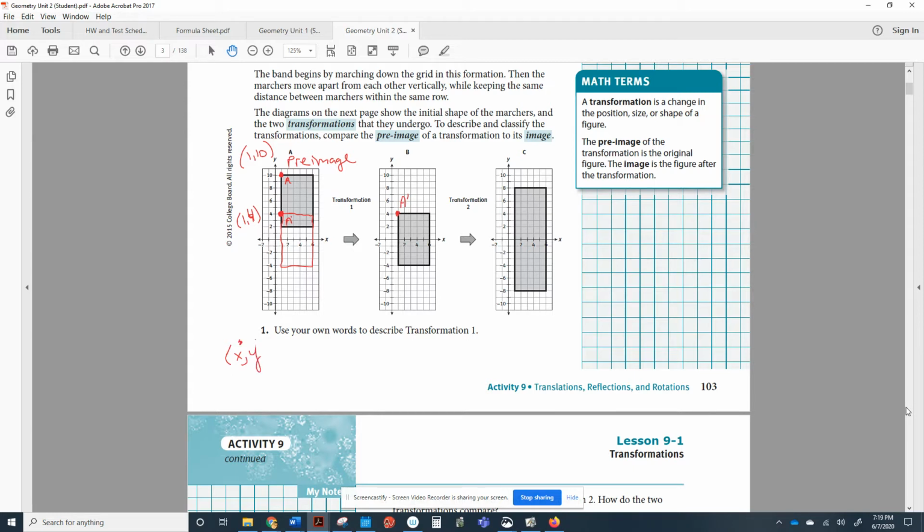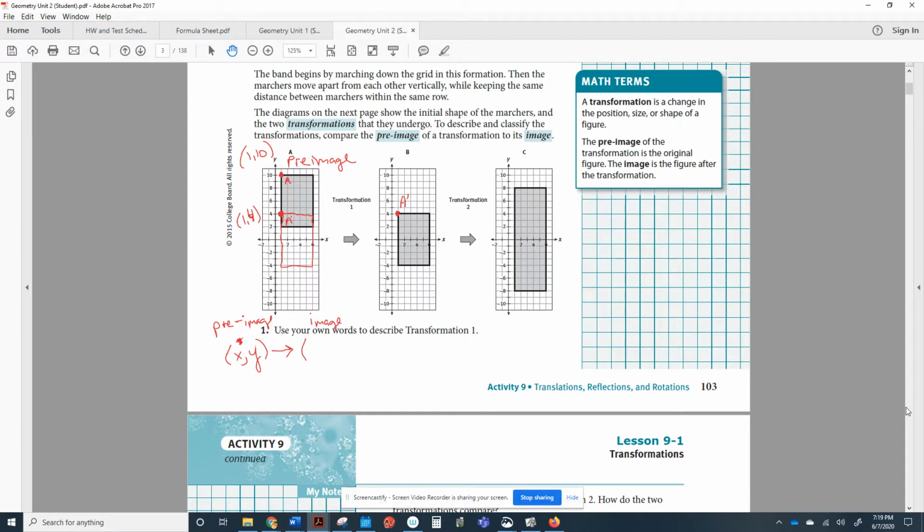Okay, so here's the notation that they use. Ignore that little dot. So (x, y), this is your pre-image. And then we draw this little arrow over, and this becomes the image point. This is the image.